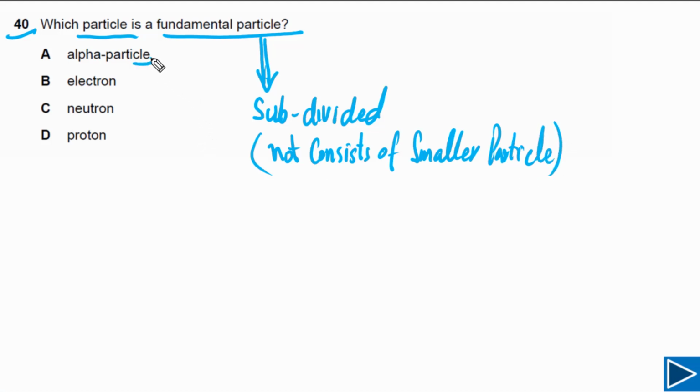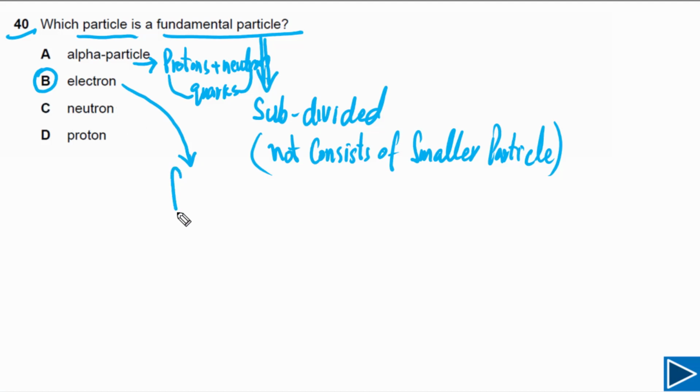The first one is the alpha particle. This is not a fundamental particle because it consists of protons and neutrons, and neutrons and protons consist of quarks. If you look at the electron, the electron is a fundamental particle. So our answer for this question is B, because the electron does not consist of smaller particles. We cannot divide it into smaller particles. So the electron is a fundamental particle.